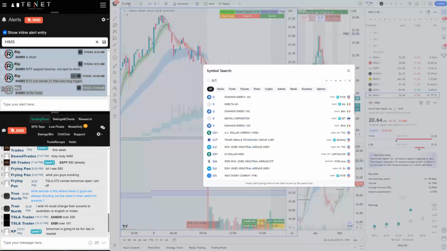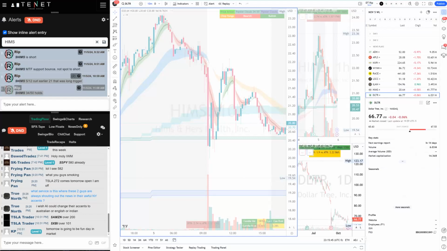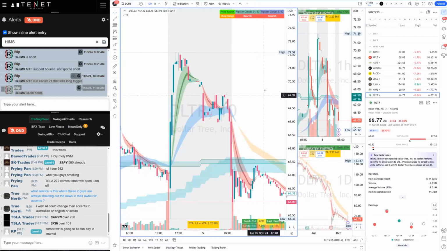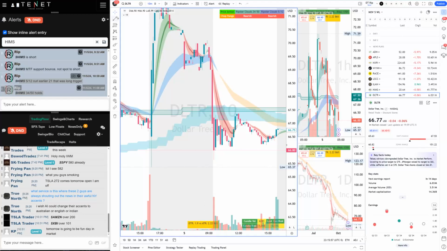So next one we're going to look at is DLTR. What was the plan on DLTR? Let's look at the pre-market planning. The plan on DLTR was pretty straightforward. Long over 69, no go under that. 69 and 72 are two levels, and you see that, right? It's breaking 69 right away. So there's no long. DLTR is just a fade.